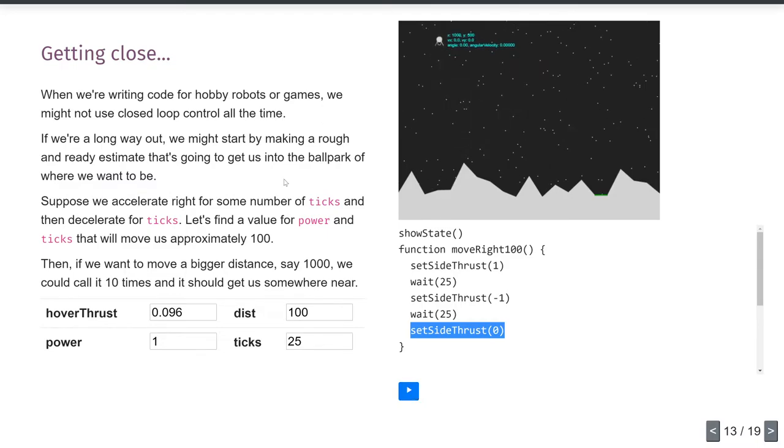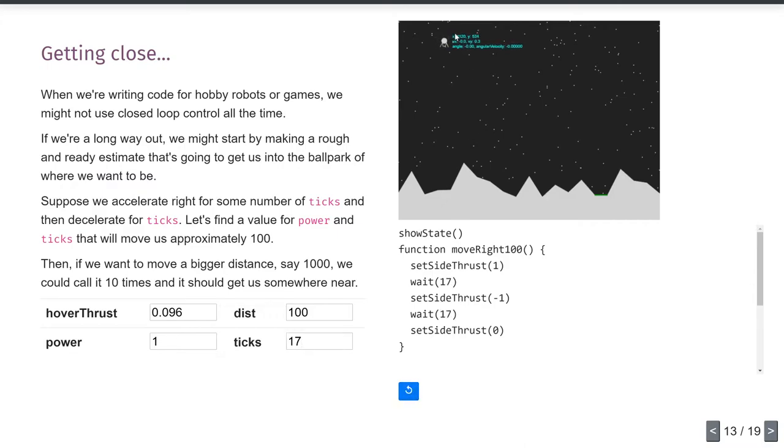Let's work out what that power and timing needs to be to move myself, say, 100 pixels. So if I press play on that, well, it looks like I've moved 250 pixels. I've got a couple of choices in how I can do this. I could go, well, if that moved us 250, let's shrink the ticks down a bit. 17, 120, a bit too much. 16, 195, is a little bit less.